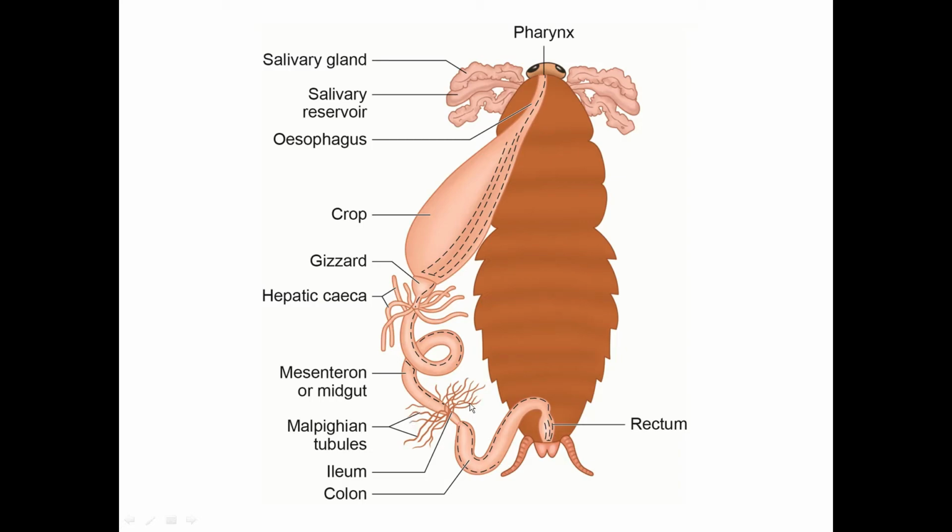Malpighian tubules are thin, long, filamentous, yellow colored structures, and they are attached at the junction of the midgut and the hindgut. There are about 100 to 150 Malpighian tubules present in 6 to 9 bundles at the junction of the midgut and hindgut, and these tubules are lined by glandular and ciliated cells through which the waste will be absorbed.